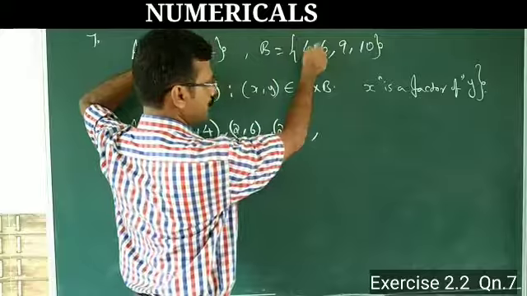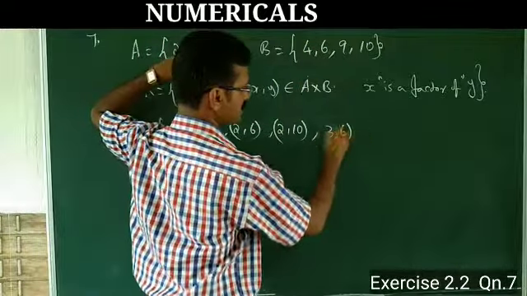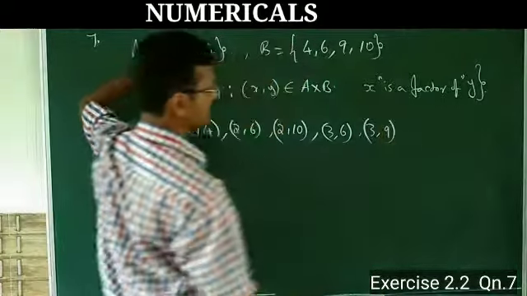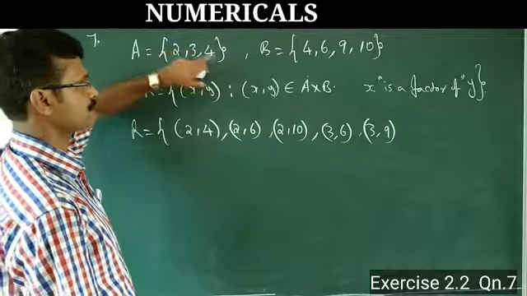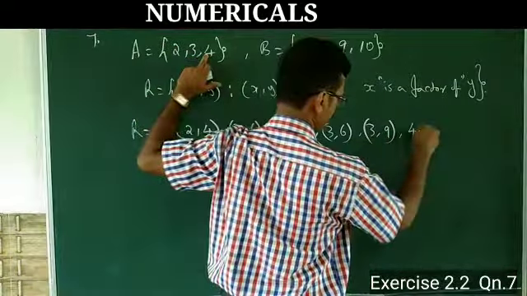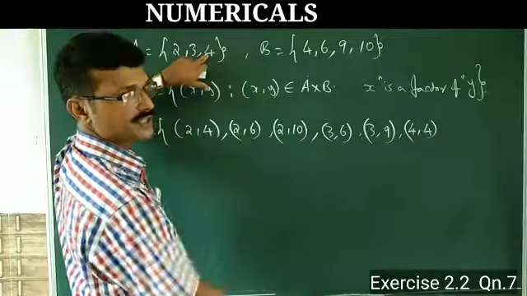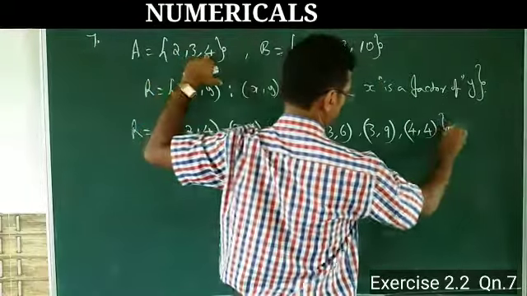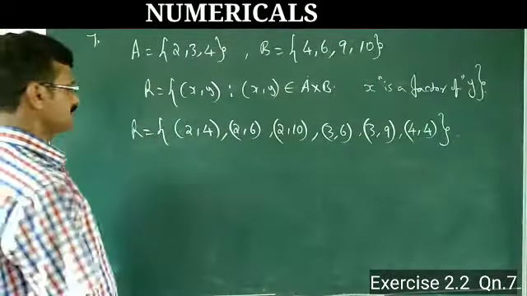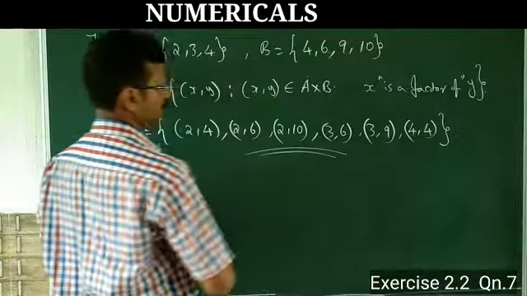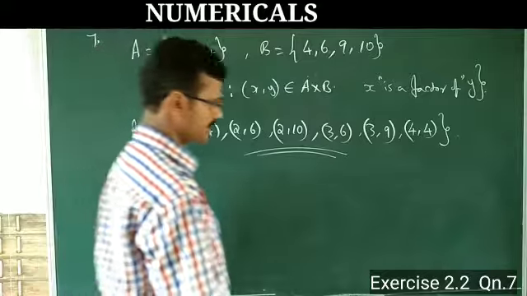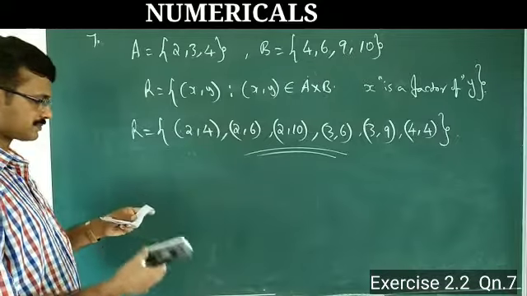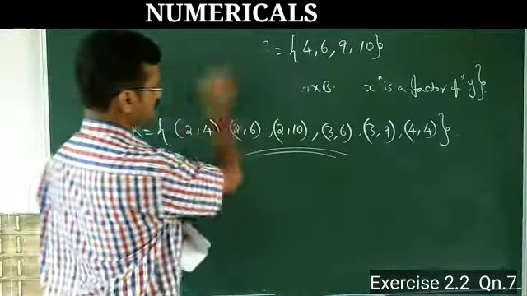Now with the 3. Is 3 a factor of 4? No. 3 is a factor of 6, so 3, 6 is possible. What about 3, 9? 3, 9 is possible, 3 is a factor of 9. 3, 10 is not possible. With the 4: 4, 4 is possible, 4 is a factor of 4. 4, 6: 4 is not a factor of 6. 4, 9 is not possible. 4, 10 also not possible. These are the elements of this particular relation. Only select those elements, processing it in the mind, and just write the elements. Okay, this is question number 7. Now another question.